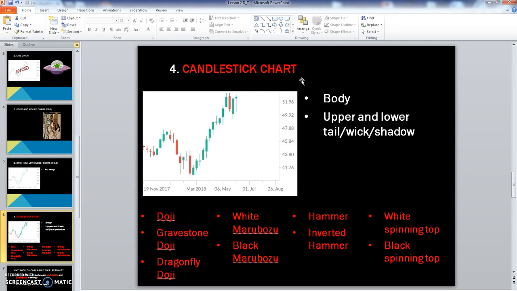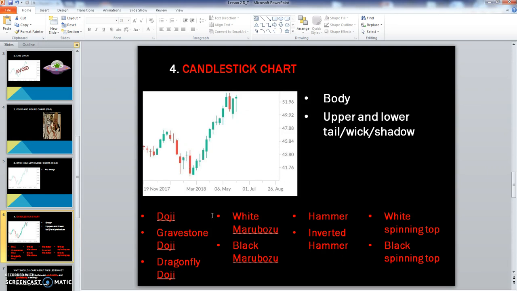And if we go ahead and dive right into Candlestick charts, notice that this is the only chart type that I have in red, and a candlestick is comprised of a body, which is this part right here, and an upper or lower tail, wick, or shadow, and these three terms can be used interchangeably. They all mean the same thing. So for instance, this candle right here has a body and a lower wick. This one right here actually has both an upper and a lower wick. However, it almost doesn't even have a body.